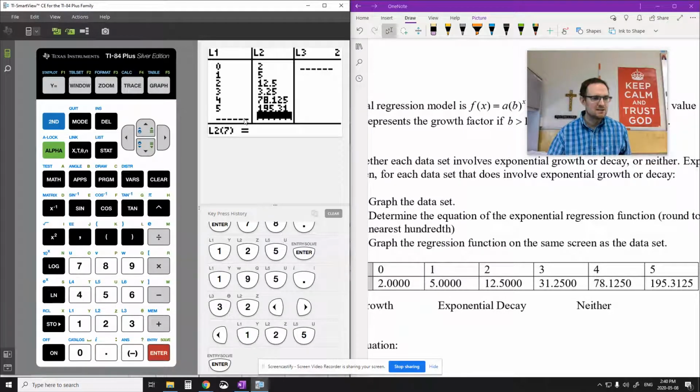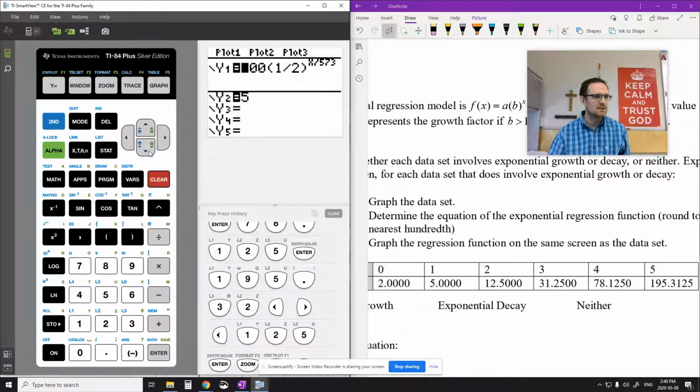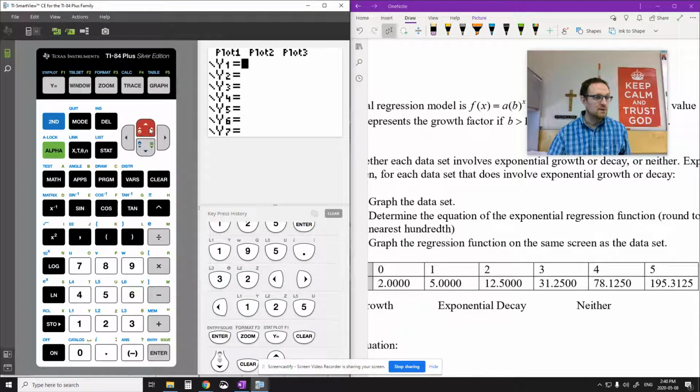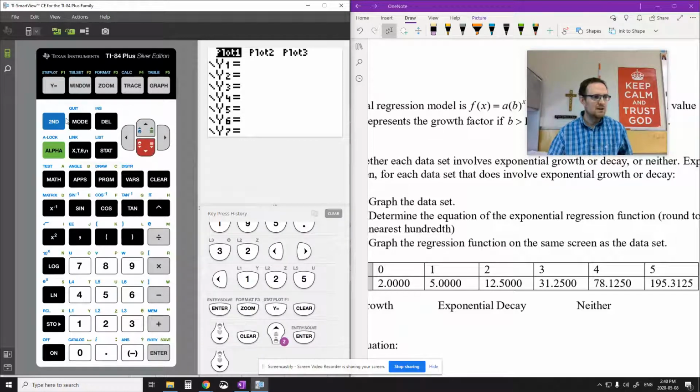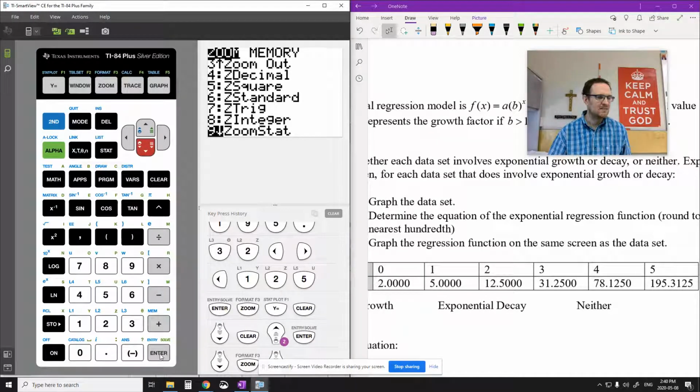Everything lines up nicely. So I'm going to go zoom. Well, first I'm going to go y is equal to, get rid of the stuff that's in here. Go up to the plot first. So I'm going to turn on the plot 1. Okay, once the plot 1 is turned on, now I can go zoom stat. So stat, I believe, is number 9. Yeah, there it is, zoom stat.